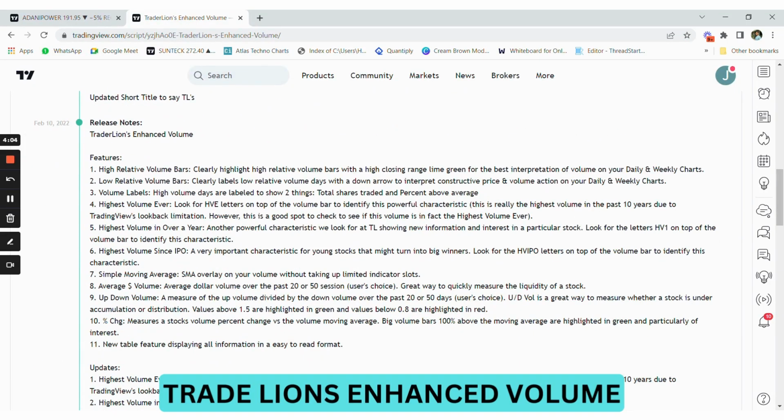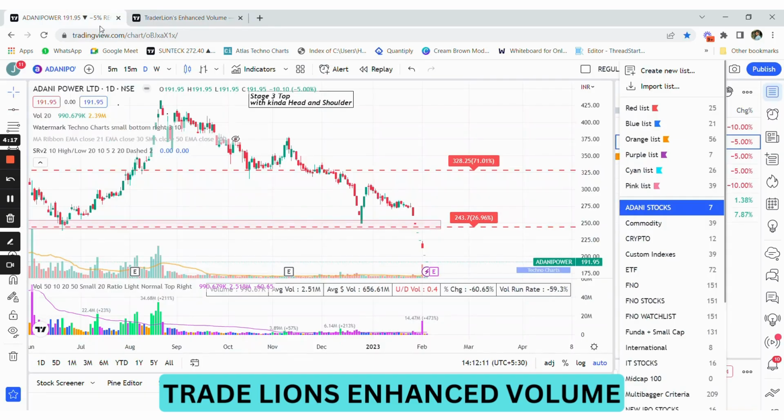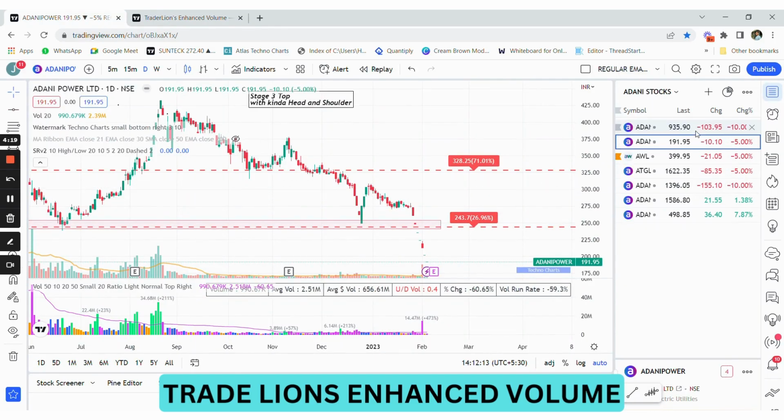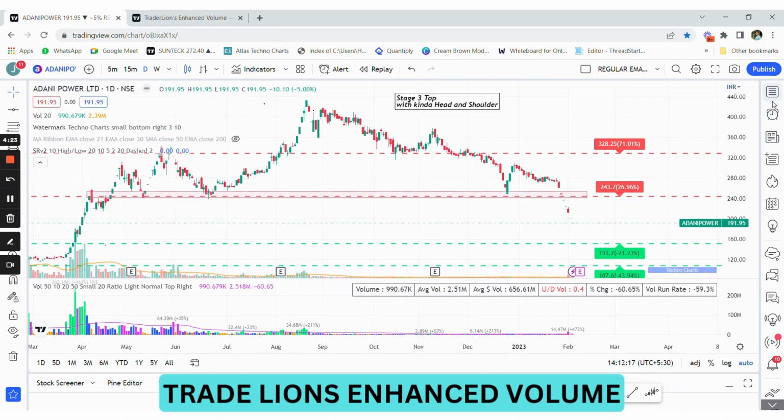There are also other features like up down volume, percentage change in the volume, and highest volume over a year. These are some of the powerful characteristics you can look at whenever you are looking for enhanced volume and trying to understand where the FIIs and DIIs are particularly interested in a particular stock.